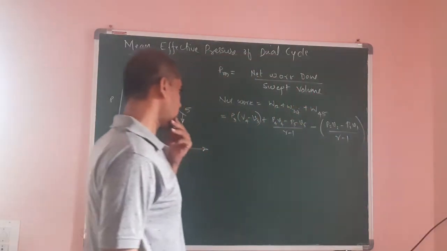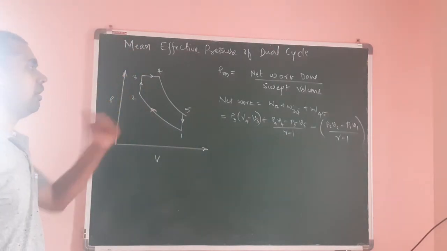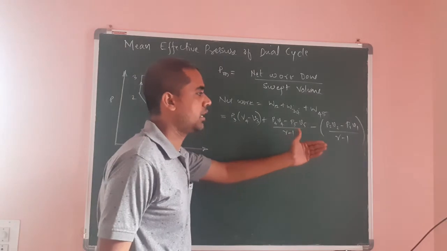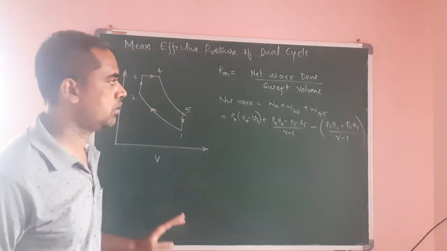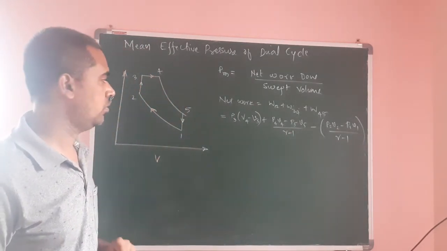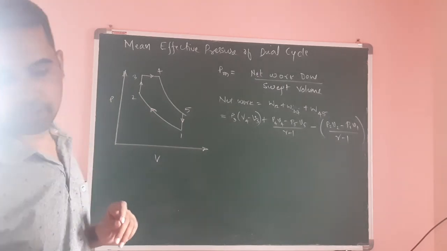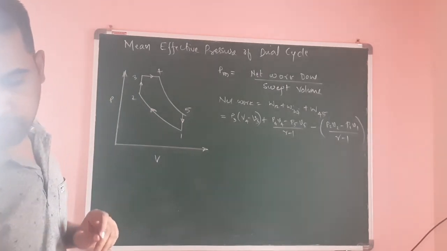Okay, now I have written that W1 to 2 as negative because it is a compression work, it is work done on the system. Work done on the system is taken as negative. Now I will simplify this one.